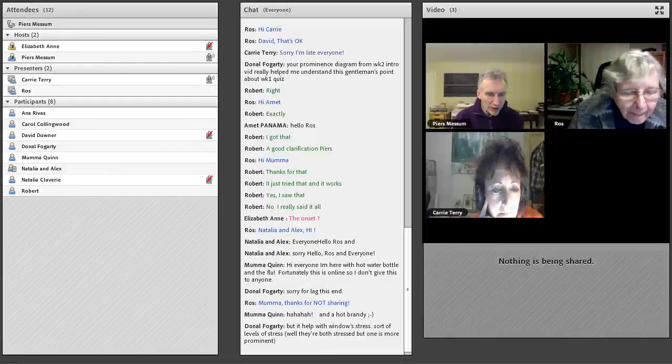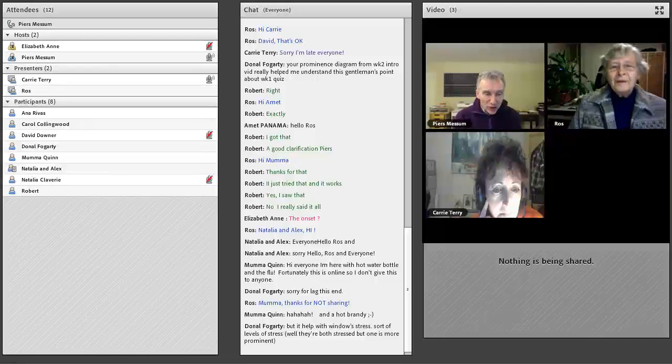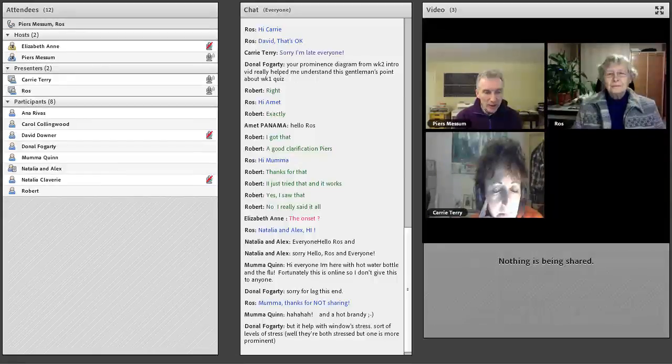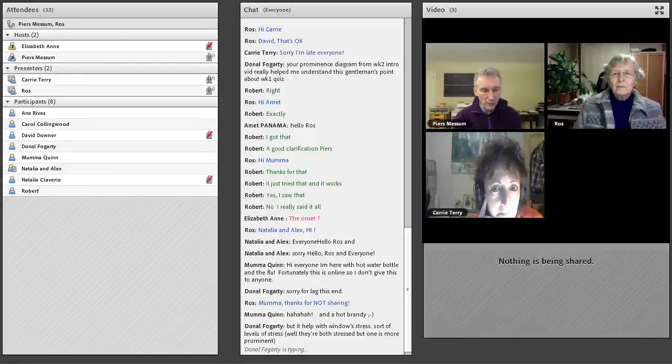Okay, it helps with window stress. Sorts of levels of stress. Well, they're both stressed, but one is more prominent. Now I assume you're talking about the word window, Donal. In our analysis, we wouldn't say that the second syllable of window is stressed. They've both got full vowels in them. Undoubtedly, there's no reduced vowel there. But we would regard window as being two full vowels, the first syllable of which is stressed.